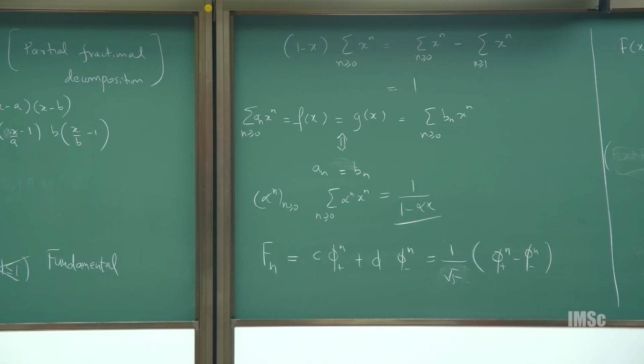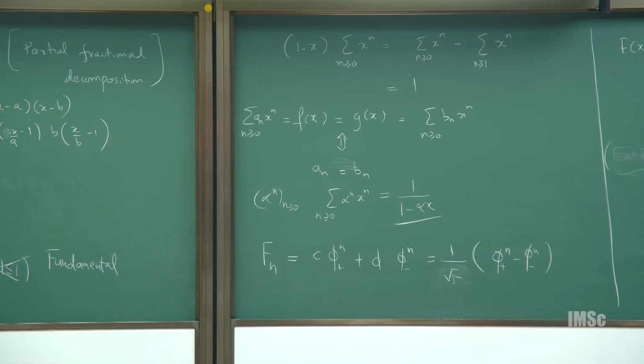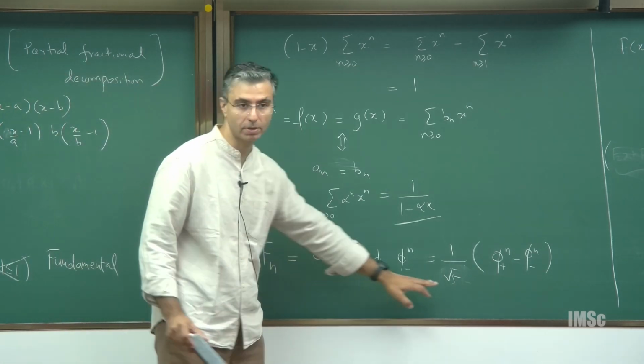So, the idea is you are given the recurrence, you come up with the generating function, you solve for the generating function using properties of the generating function like this, you can come up with a closed form expression for your number sequence.